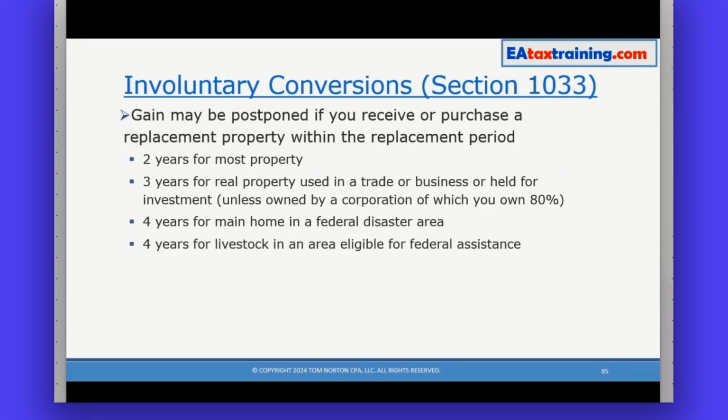So the general rule is 2 years. There are 3 exceptions to that rule. The first one is real property used in a trade or business. It's 3 years. Main home in a federal disaster area, 4 years. Livestock in an area eligible for federal assistance, 4 years.